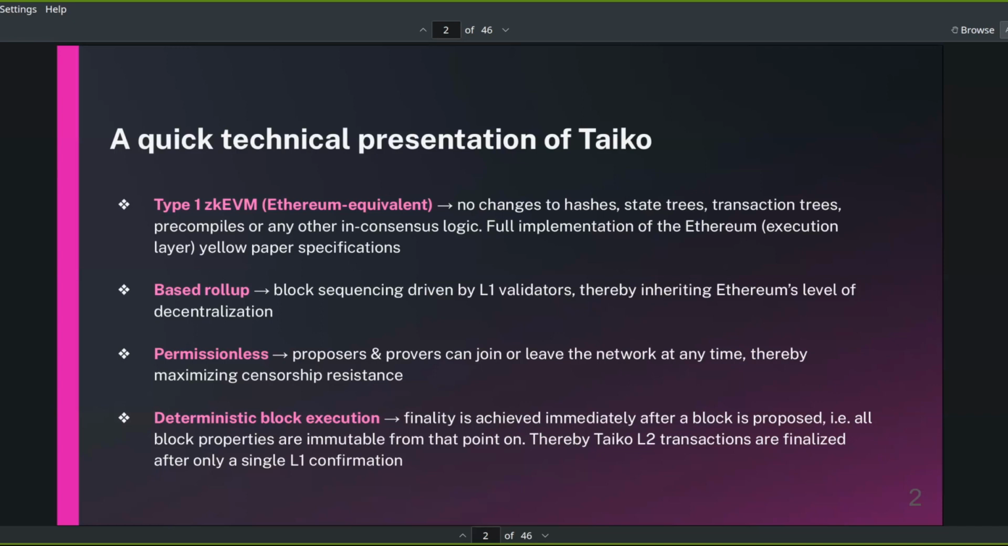It's also a base rollup, so the consensus is driven by L1 validators, and so it's the same decentralization as on Ethereum, permissionless and deterministic block execution.